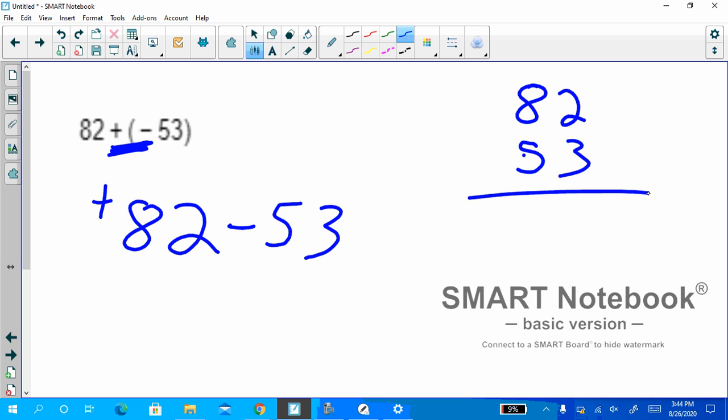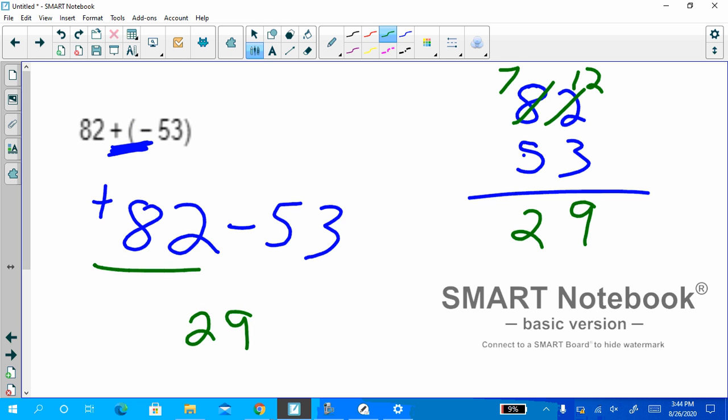So subtract. We can't take 3 away from 2. So we have to regroup. Make that a 12. 12 minus 3 is 9. 7 minus 5 is 2. Take the sign on the larger number. And you can write the positive there, or you can just leave it off. It's both understood to be positive.